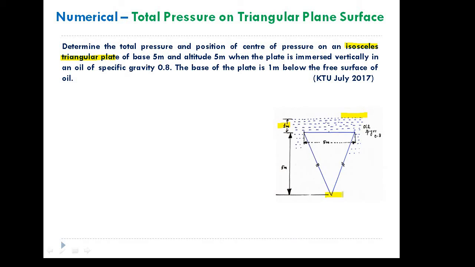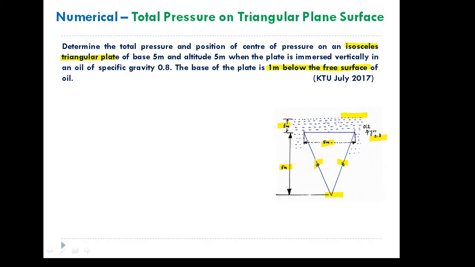Okay, apex is down and the base is on the upper part, which is at a distance, as given in the problem, of 1 meter below the free surface of oil. Free surface of oil, and the specific gravity of oil is given as 0.8. Then what is h? H is the height or altitude of this isosceles triangle, and the base length is also given as 5 meters. Since it is an isosceles triangle, the other two sides other than the base have the same dimension.